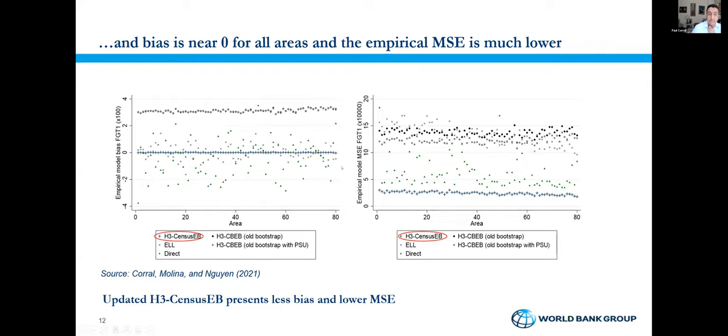Moreover, because a correct application of census EB conditions on the survey sample, it makes efficient use of the information at hand. It represents no loss when compared to ELL. The areas sampled in the survey will benefit from EB, and all others will approximate ELL. So overall, we're now doing a pretty good job. This method now is fully implemented into the Stata SAE package. I can share links with you afterwards. They're also at the beginning of the presentation. And it's now the recommended approach for small area estimation conducted by the Bank.